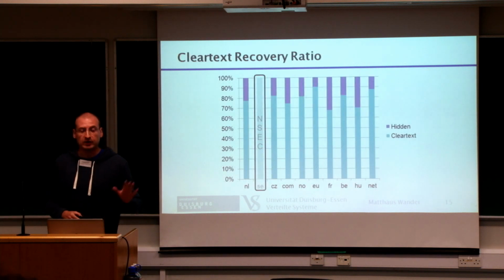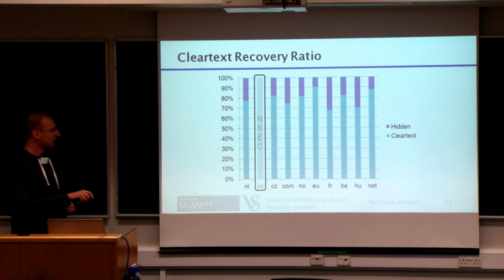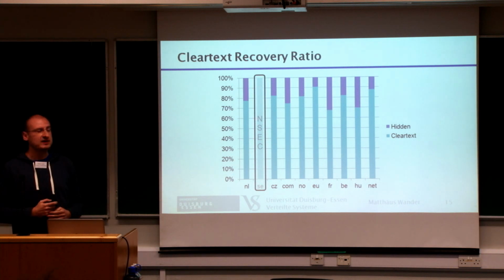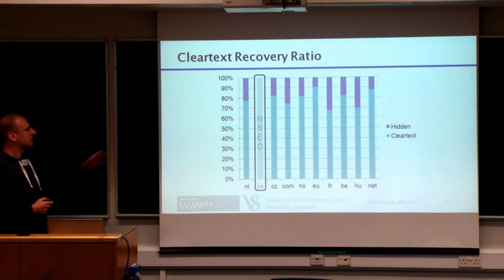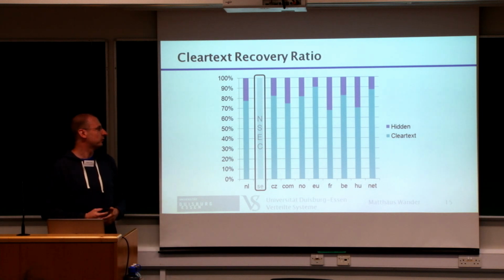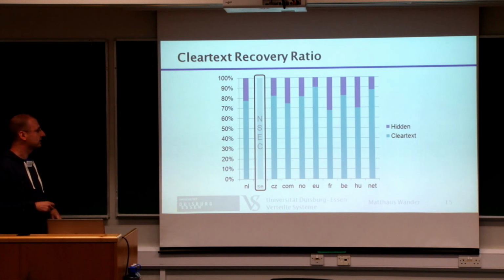Okay, so here's the cleartext recovery ratio for the top 10 top-level domains. First of all, Sweden does not use NSEC3. They're using the cleartext approach, the NSEC secure denial of existence. So for the Swedish top-level domain, you get a list of all second-level domains, all registered domains. They're fine with that. They are sharing it. You can actually access the zone file. You can request zone file access.